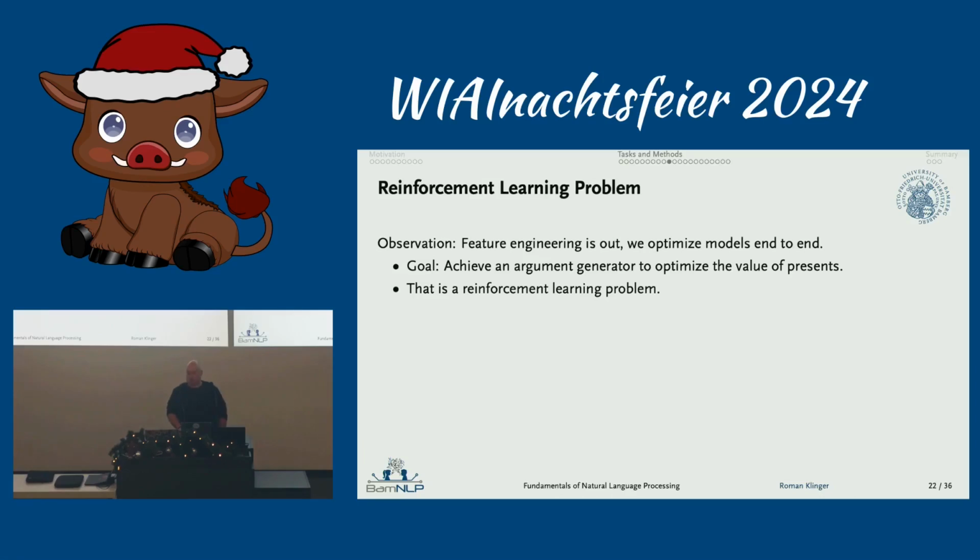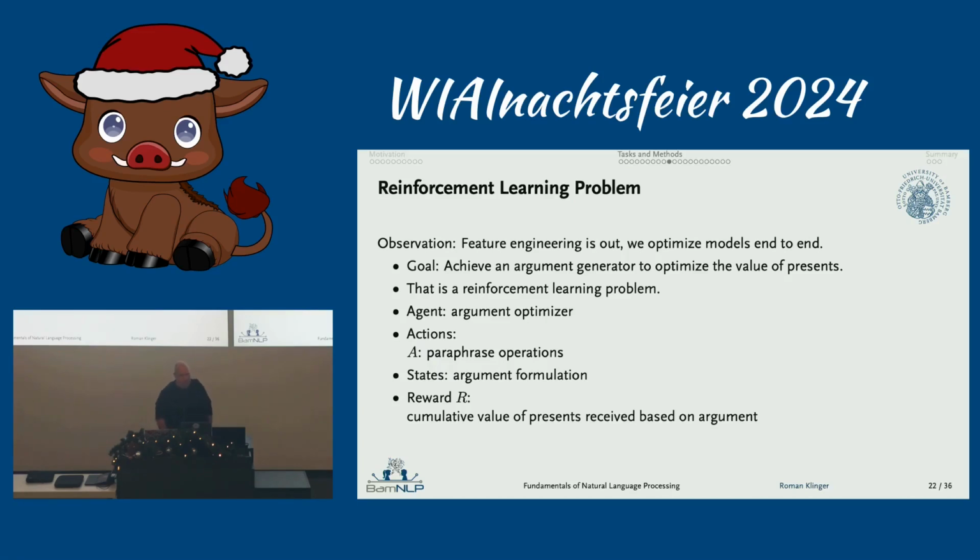This is a reinforcement learning problem. So we want an agent. This agent is an argument optimizer. We take actions in this reinforcement learning-based agent, and these would be paraphrase operations. The states in this reinforcement learning problem are argument formulations, and the reward is the cumulative value of presents received based on an argument. Is this clear?